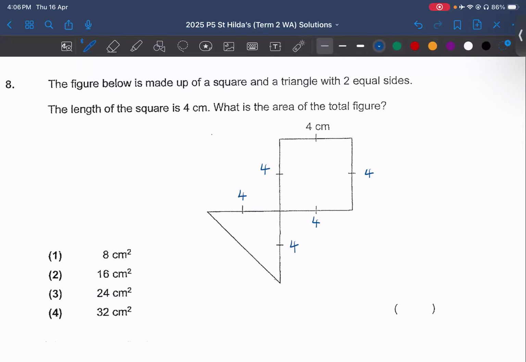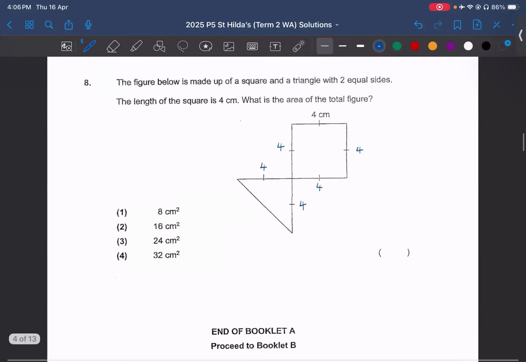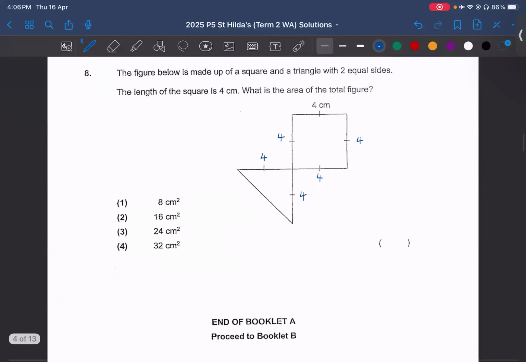So we want to find the total area of the figure. So we look at our square first. So the area of my square will be just side times side, which is 4 times 4 to give me 16.